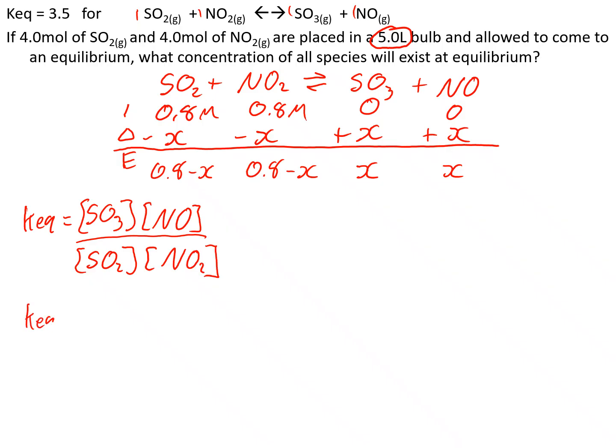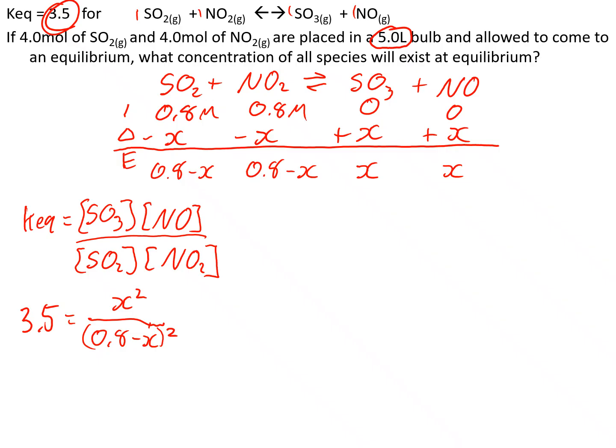So input my values, KEQ equals SO3 and NO, which is X times X. Instead of writing X times X, I'm just going to shorten it up and write X squared. And then it's going to be over SO2, which is 0.8 minus X, and 0.8 minus X. And instead of writing 0.8 minus X times 0.8 minus X, I'm just going to write 0.8 minus X and then have that squared. And we know what our KEQ is. It's going to be 3.5. So I'm going to write 3.5 in there.